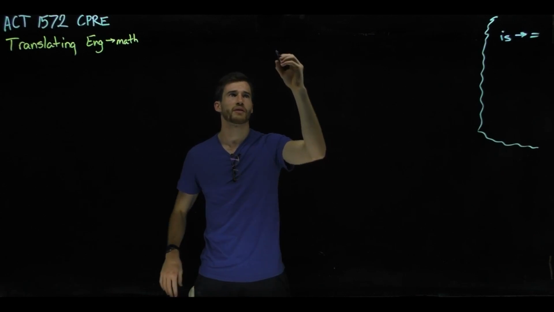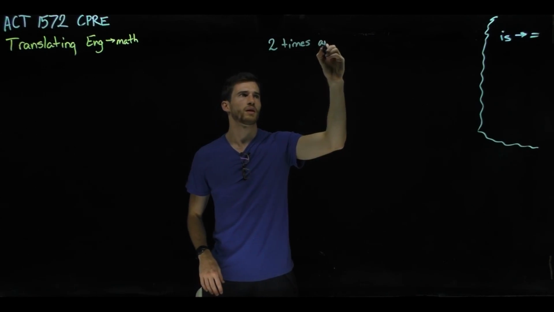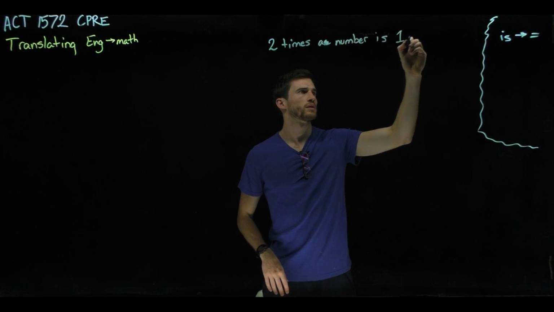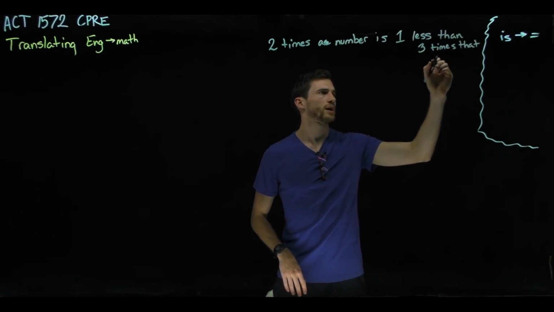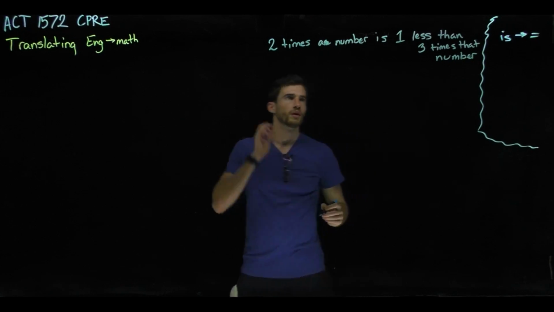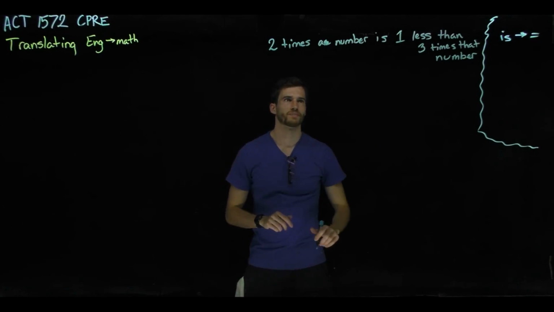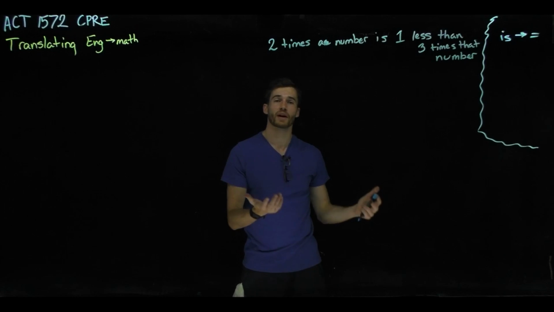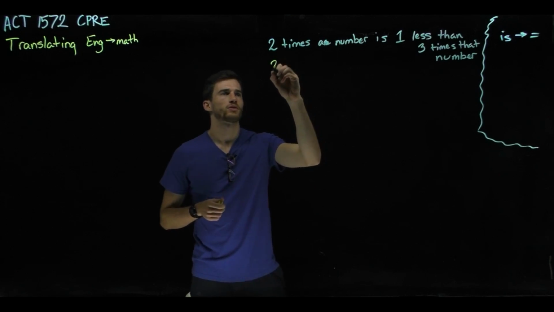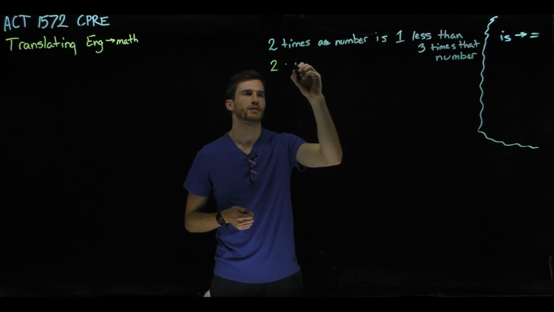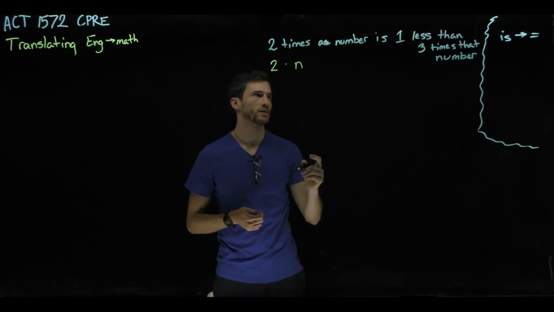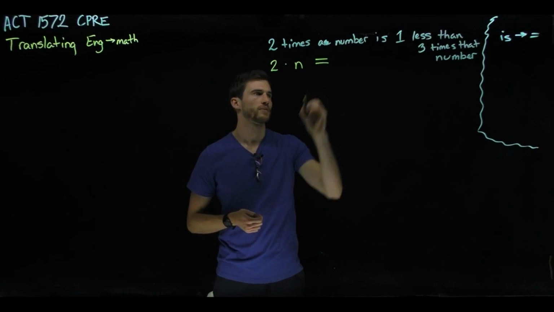We're going to find a number if we say 2 times a number is 1 less than 3 times that number. Okay. 2 times a number. A number. What does that mean? That means our variable again. 2 times a number. 2 times means times. I'm not even going to write it over there. 2 times a number. That's going to be, let's call it n. So 2 times n is, that's our equal sign.